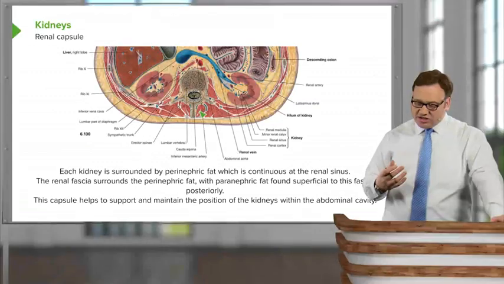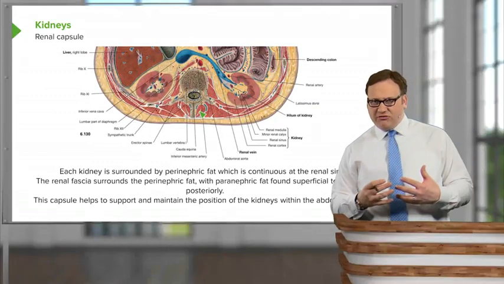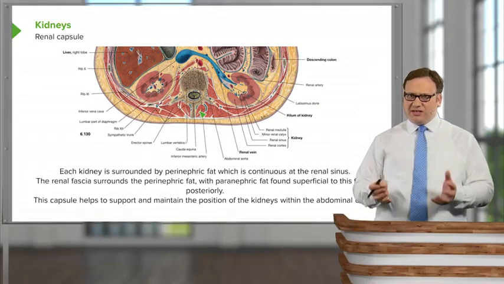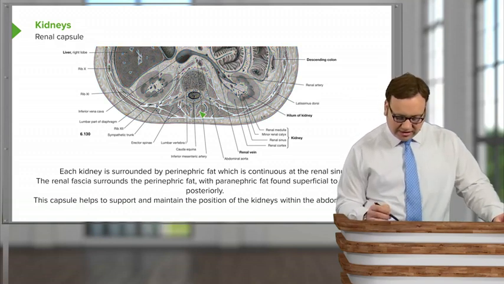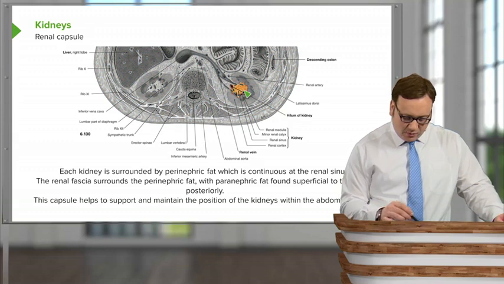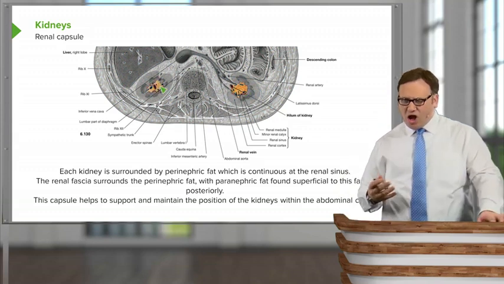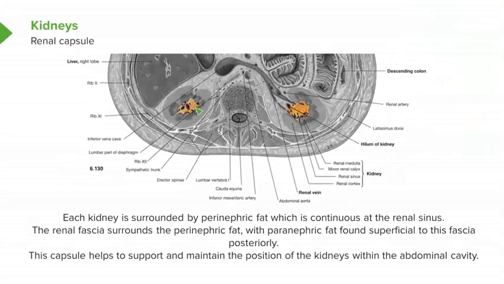kidneys. So each kidney is surrounded by this perinephric fat, like a perimeter fence around. And this is continuous at the renal sinus, which is this space here. We can see this kind of hollow space within the kidney, and that's the renal sinus. And the fat of the renal sinus is continuous with this perinephric fat that surrounds it.